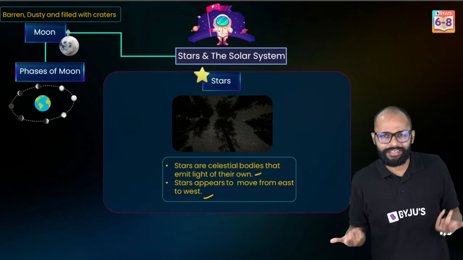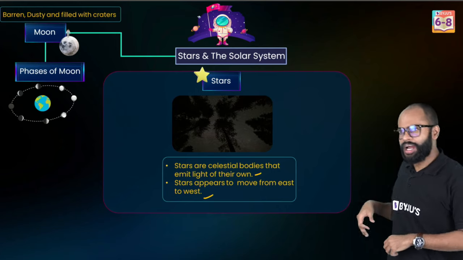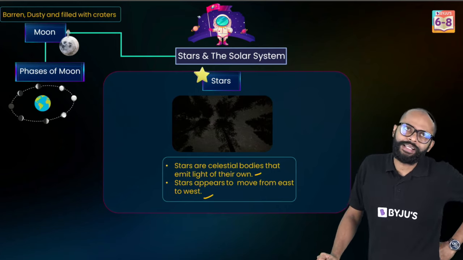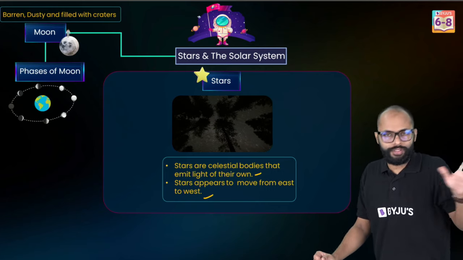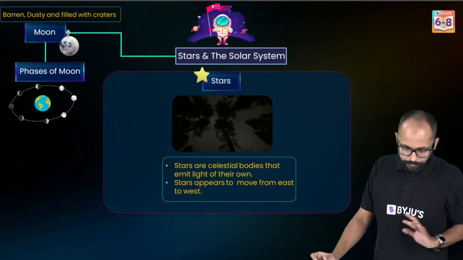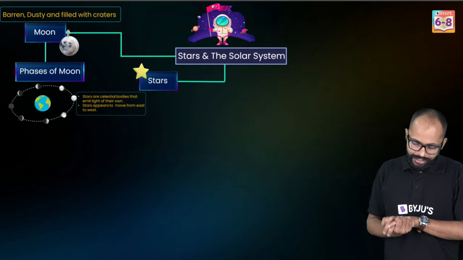Sun rises in the east, sets in the west. So here there is confusion. Stars go from which direction to which direction? What is a star? Sun. Sun rises in east, sets in west. So stars go from east to west. Simple. Okay, clear? Fine. Chalo bhai, stars ki baat bhi ho gayi.